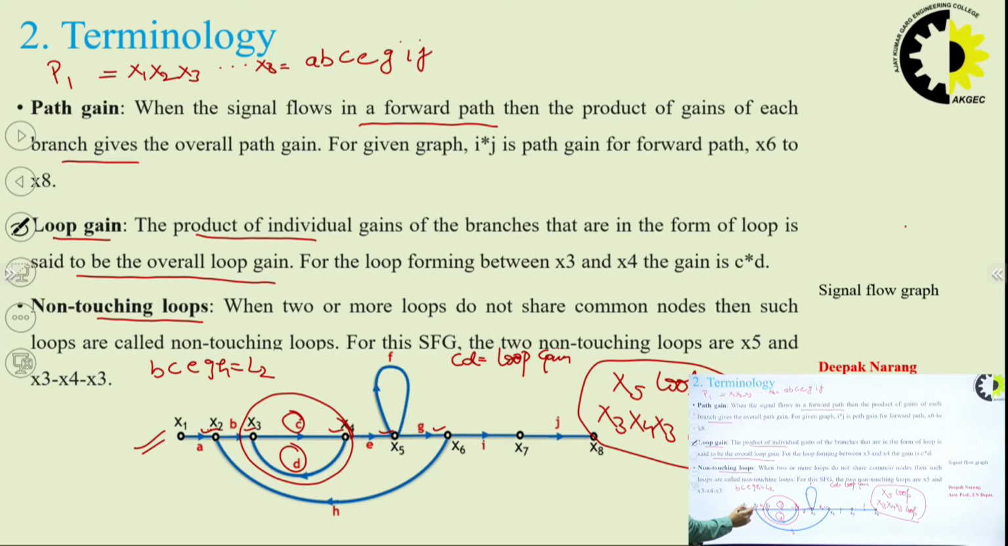But if I say loop x2, x3, x4, x5, x6 and x2 is non-touching, that is not true because this loop has a common point with this loop as well as this loop. So there exists only one pair of non-touching loops, that is this loop and this loop.